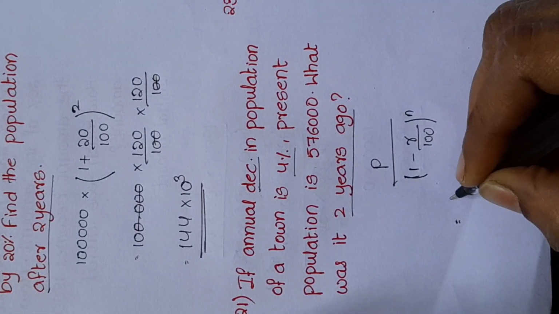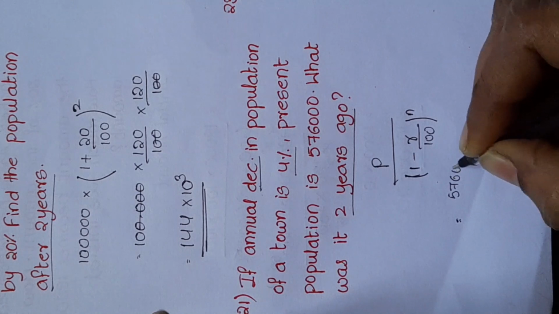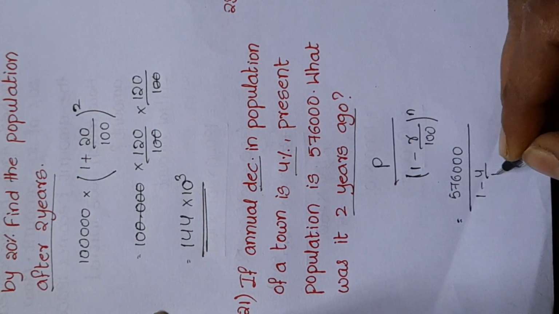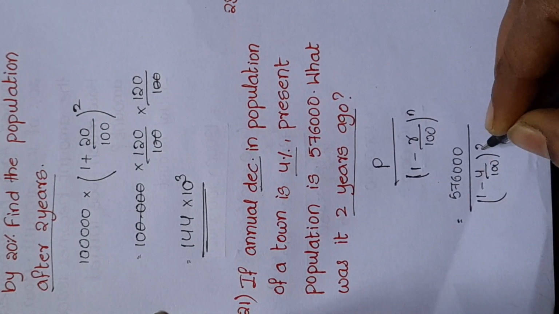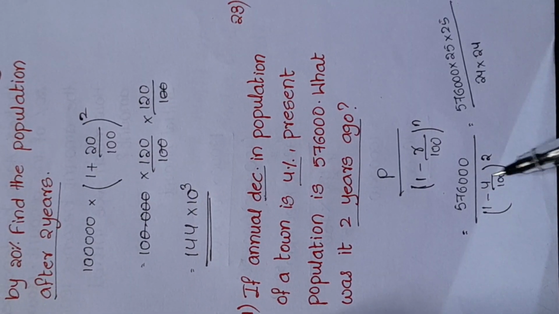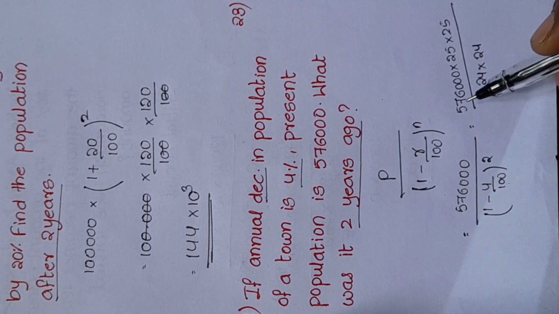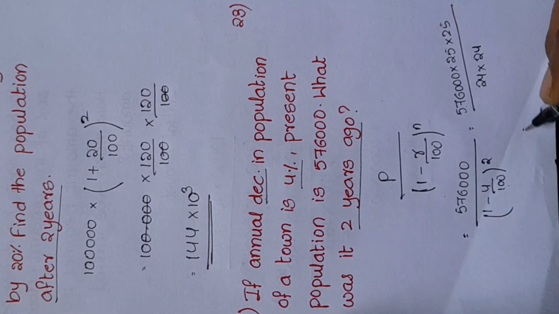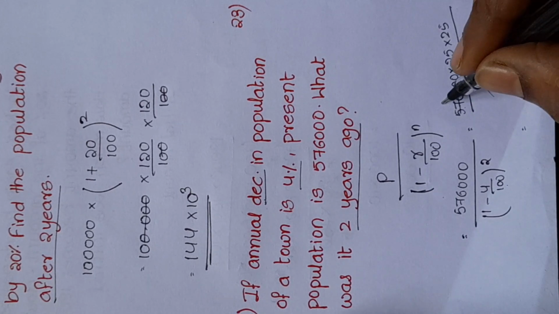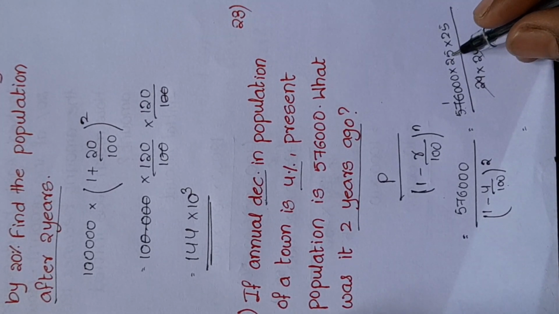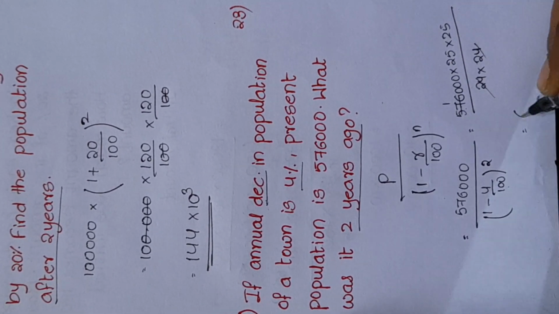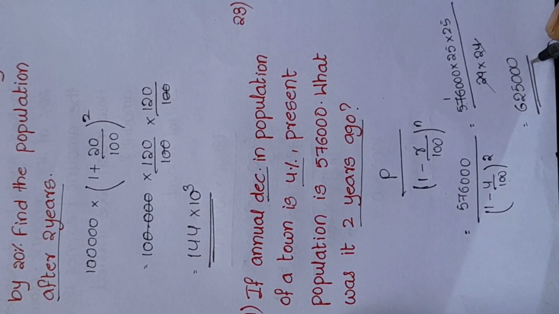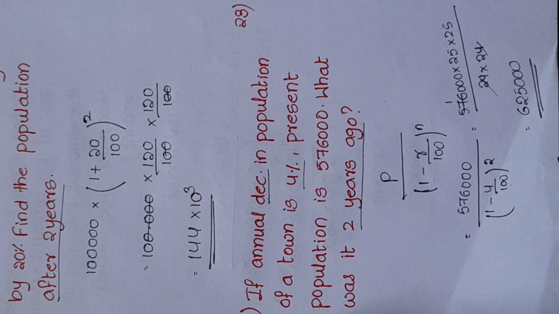Here the value of P is 5,76,000 by 1 minus R value is 4%, 4 by 100 whole power 2. 1 minus 1 by 25 whole power 2 can be written as 5,76,000 into 25 into 25 by 24 into 24. 24 times 24 is 576. So 1000. 25 into 25 is 625. So 625,000 is the population of the town 2 years ago.